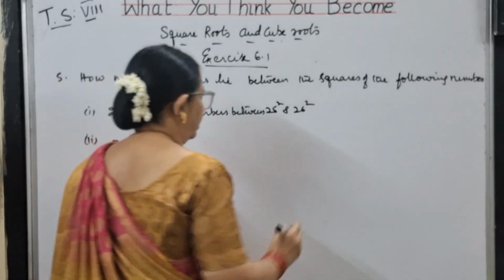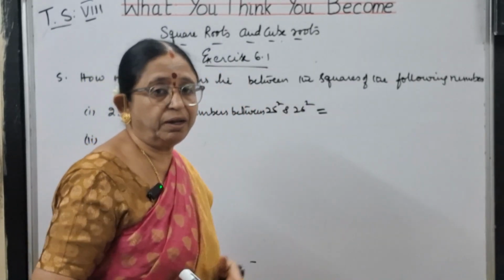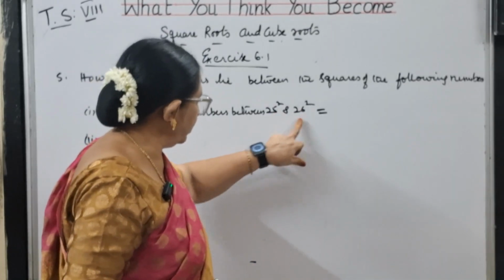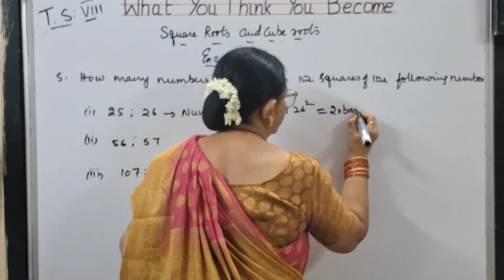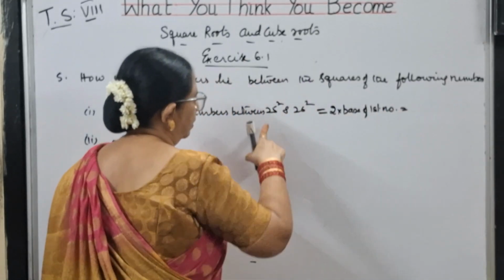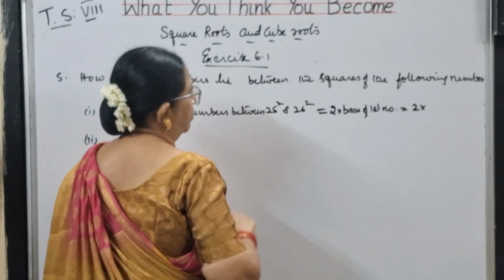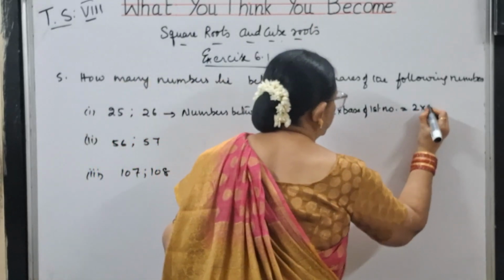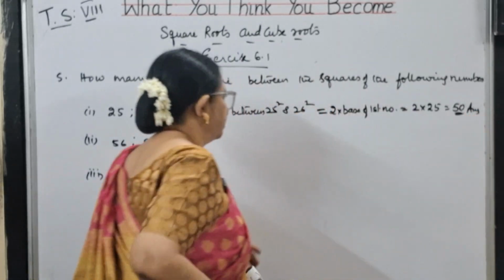So children, this is nothing but a formula we have done. I taught you when I was doing the first or second video. The number of numbers between these two is nothing but 2 into the base of the first number. This is the formula we have taken. Here, this is the base, this is the power. 25 is the base, 2 is the power. So 2 into 25, that is 50, is the answer for this one.